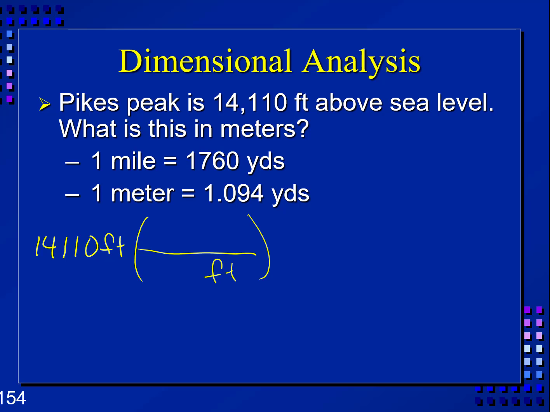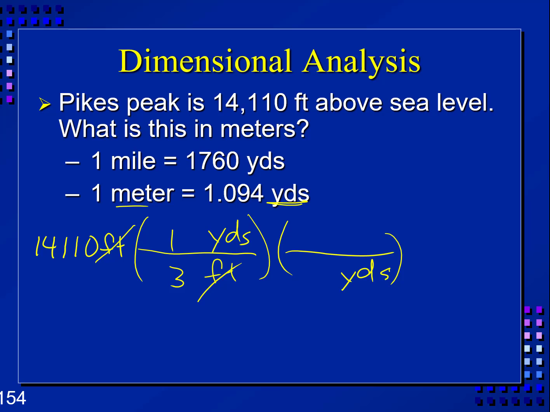What can I turn feet into that would get me to meters? Well, the only thing I got connection to meters is yards. Can I turn feet into yards? Yeah. If you ask me on the test, feet and yards, I'd say 3 feet is 1 yard. So now I can cross that out. Okay. Now what unit do you want to get rid of? Yards. Where's it got to go? On the bottom.